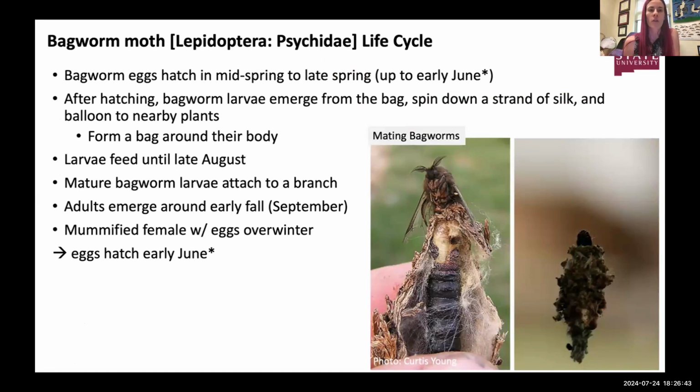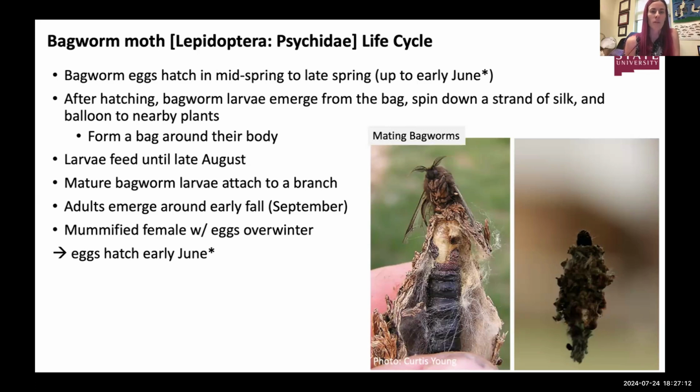After hatching, bagworm larvae emerge from the bag, and then they spin down a strand of silk and balloon to nearby plants. So they put out a little bit of silk, and then they find a place that's suitable, and then they make a bag around their body. So they leave the female's bag, get to a place, and make a bag on their bodies themselves. They'll feed until late August. So we do have some bagworms feeding right now across the state.